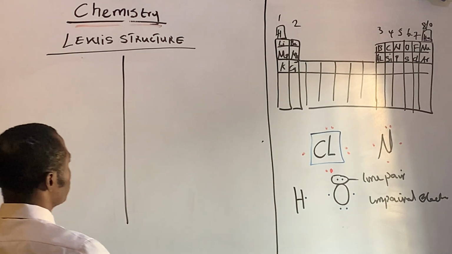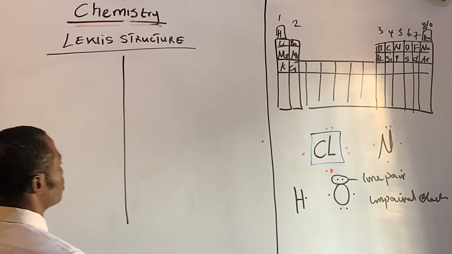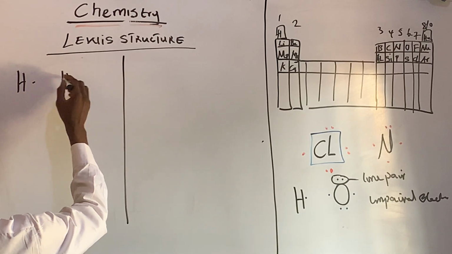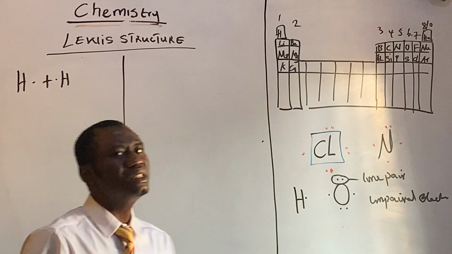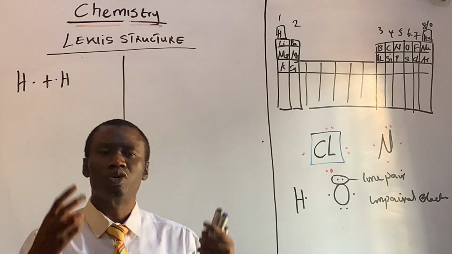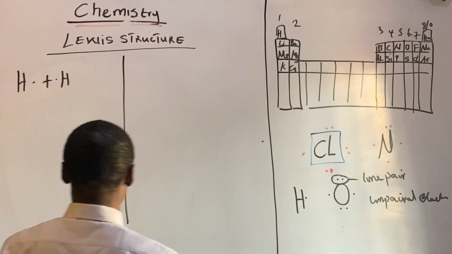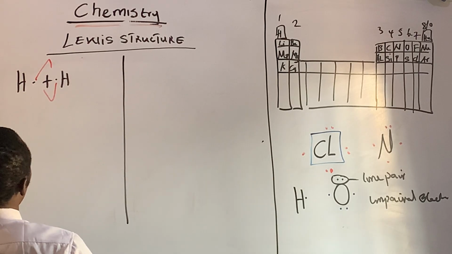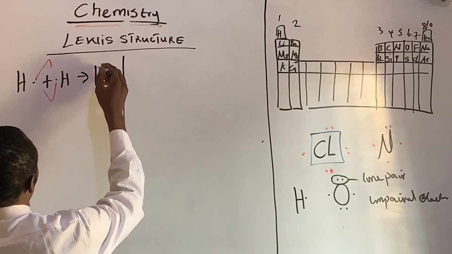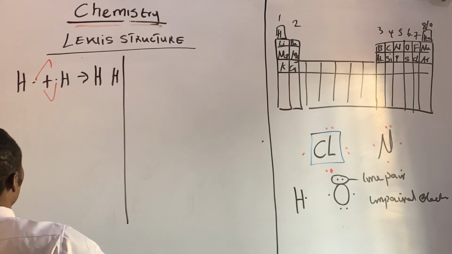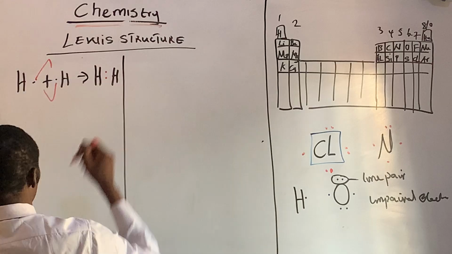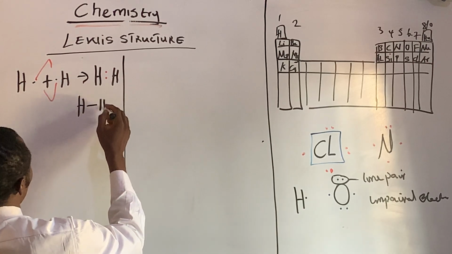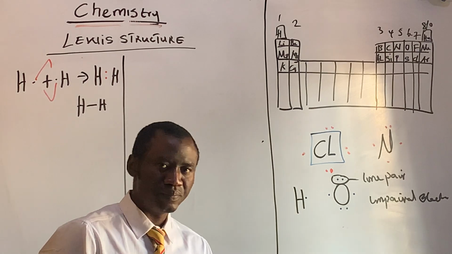Now, let's go to a continuation of these elements. Let's get some molecules. Let's say we have hydrogen combining with hydrogen. Hydrogen always needs one more electron to become a duet and to become stable. So this electron is shared between these hydrogens, and we're going to have a structure like this. This is the Lewis structure for hydrogen. Of course, you can represent the shared electrons with just a bar.